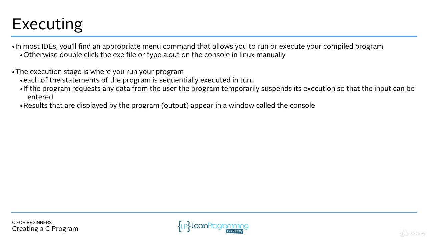So the execution stage is where you run your program. Each of the statements of the program is sequentially executed in turn. If the program requests any data from the user, the program will pause and get that input. It can get the input via the keyboard, or via a graphical user interface if you have libraries for that in your C code. Results that are displayed by the program appear in a window called the console. And we're going to show you examples of this when we talk about Code::Blocks. But when you run your program, typically you're going to see output. Not always. Sometimes programs will do things that don't produce output. But usually they produce output, and you see the output right on the terminal or the console.